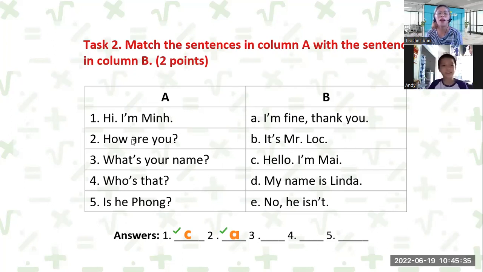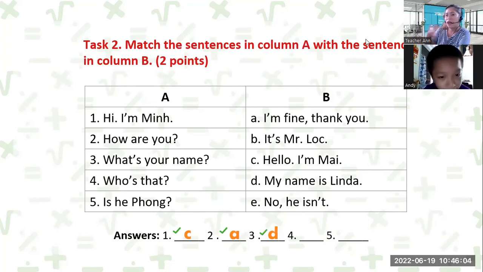Very good. Number three. What is your name? B. Okay. What is your name? My name is Linda. Okay, very good. It's letter D, correct. What is your name? My name is Linda. Okay, next one.